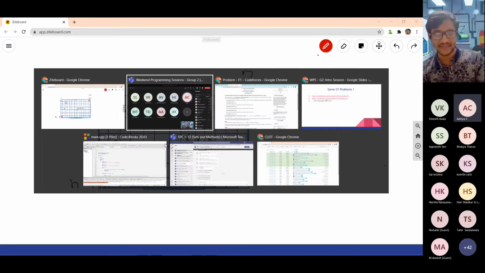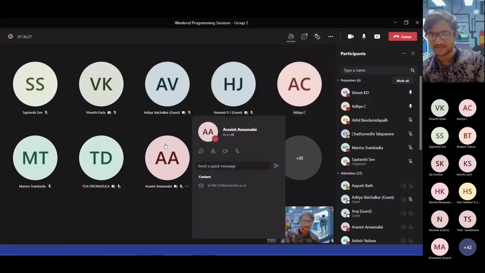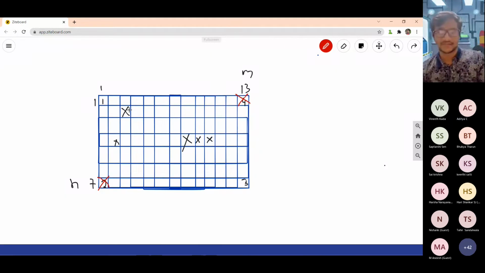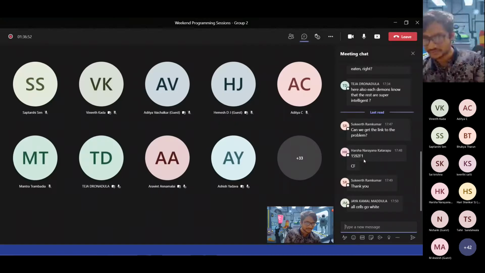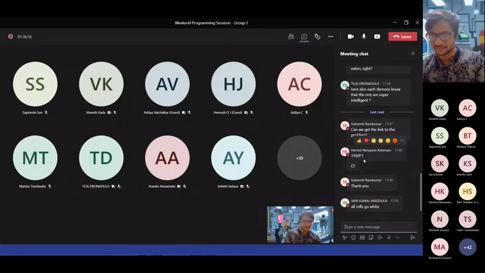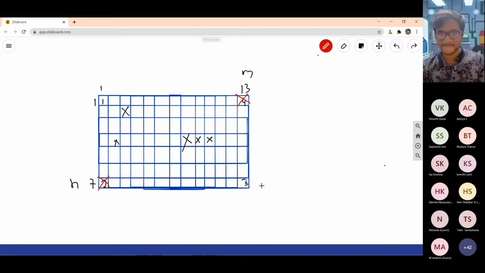Did everyone get that part? Are there any queries on this? The optimal cost to get from the white grid to this particular grid is the same as the cost that would take you from this grid to all white. Does anyone have any queries on this claim? You can write in chat or you can unmute. Okay, I guess this part is clear. It makes sense, right?